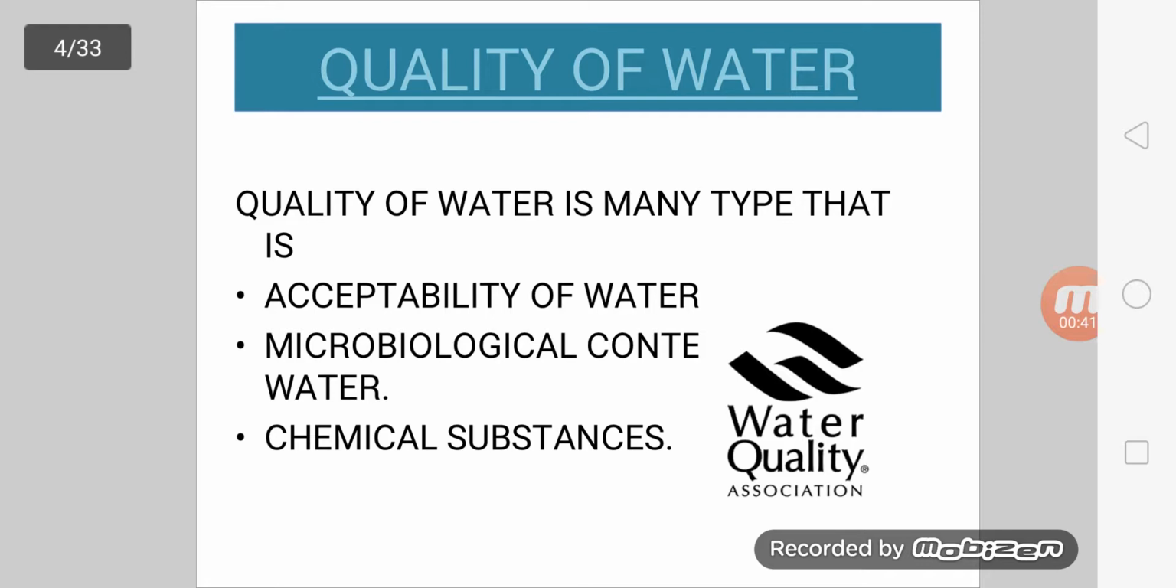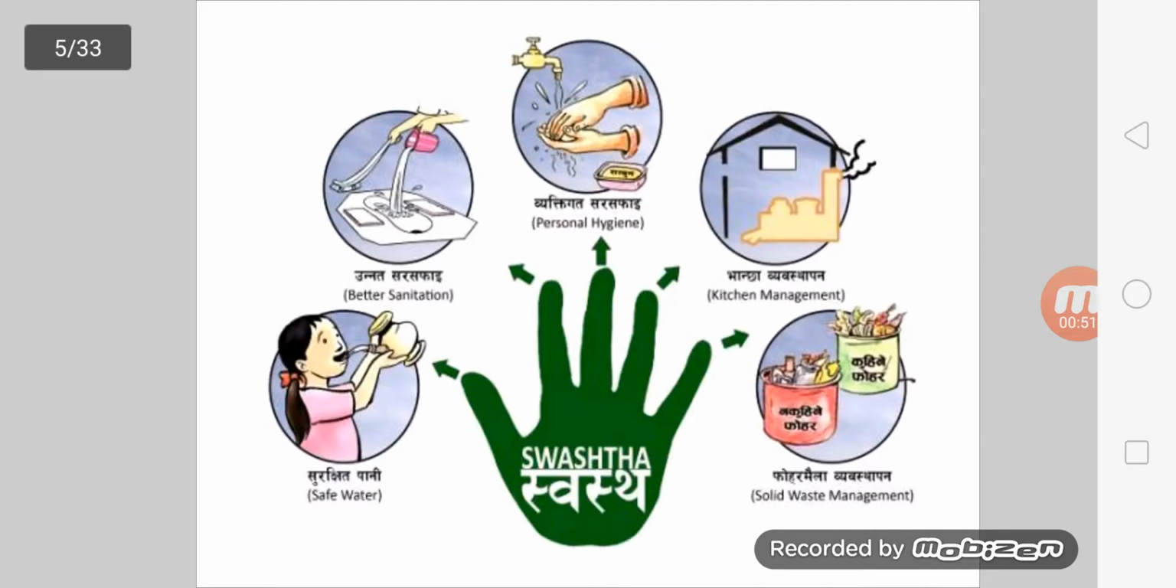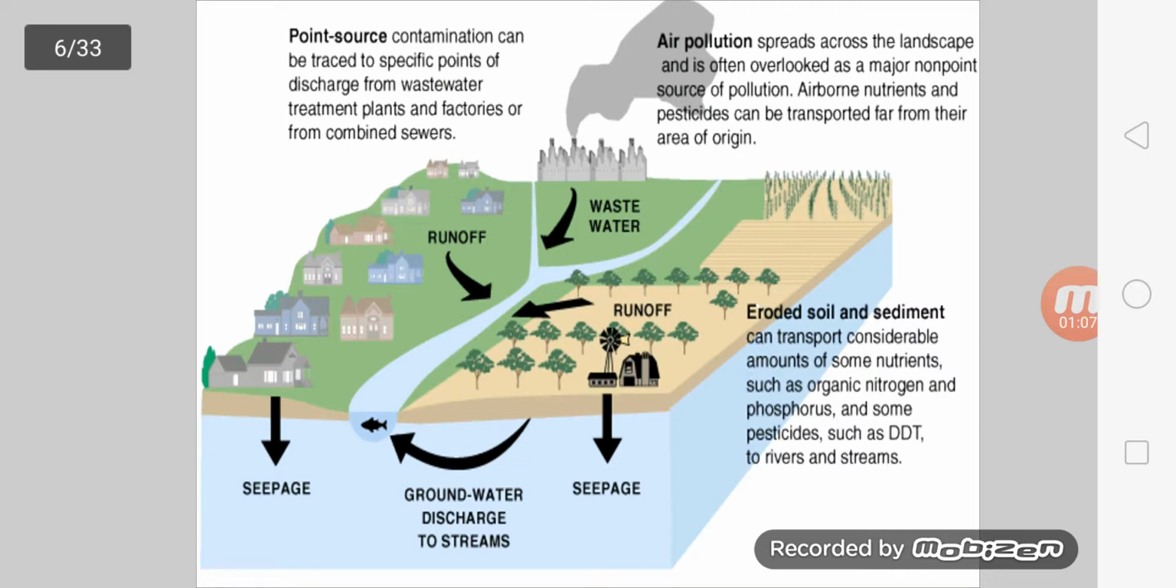Quality of water. Quality of water is of many types, that is, acceptability of water, microbiological content of water, chemical substances. This is the picture showing Swasth, how we can be healthy: save water, better sanitation, personal hygiene, kitchen management and solid waste management. This picture is showing how we can preserve the water and how it is polluted.